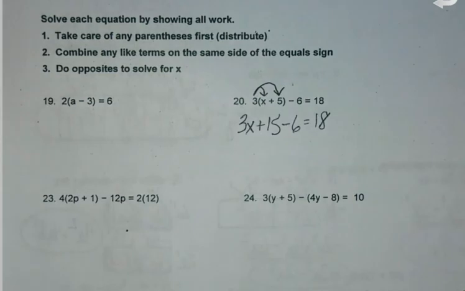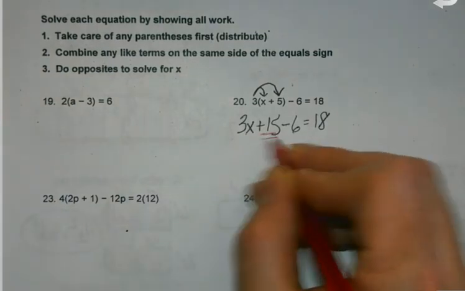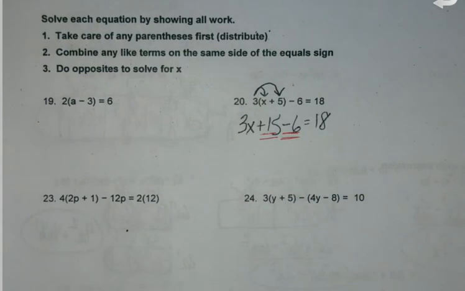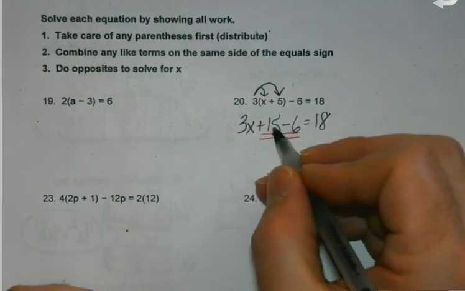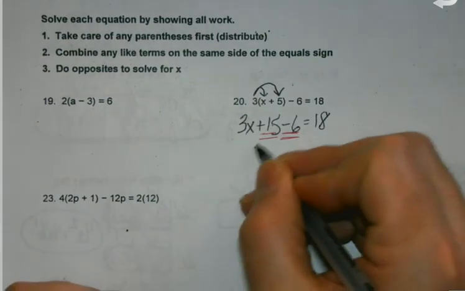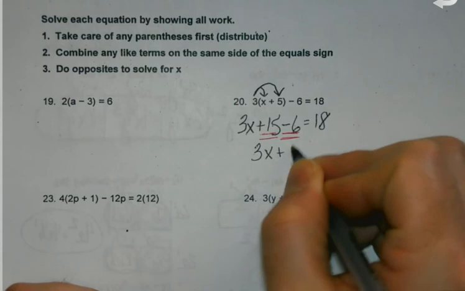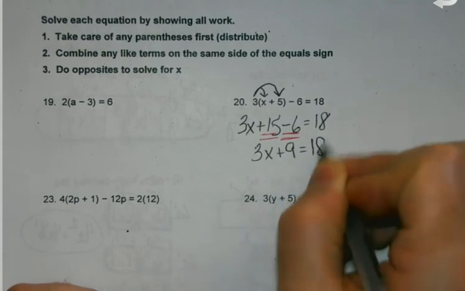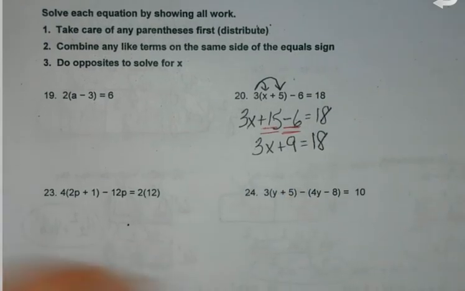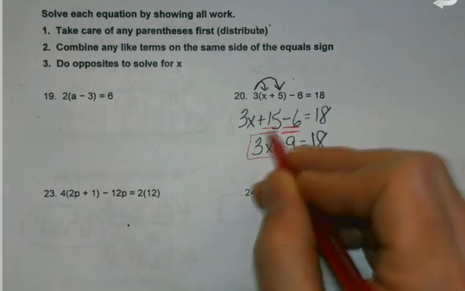And now I'm going to deal with this just like I was dealing with the stuff before. Do I have like terms on the same side of the equals? Okay, and that's the key. Are they on the same side of the equals? If they are, I can just combine like terms. If I got 15 and I take 6 away, I'm left with 9. If I want to solve for x, what do I need to do next? Yeah, minus the 9.